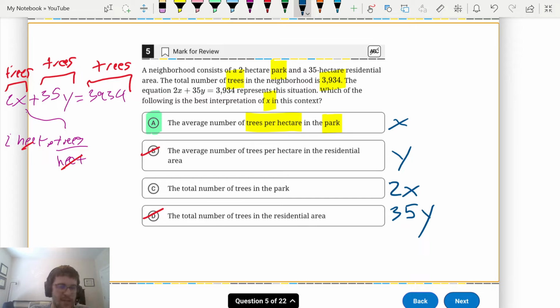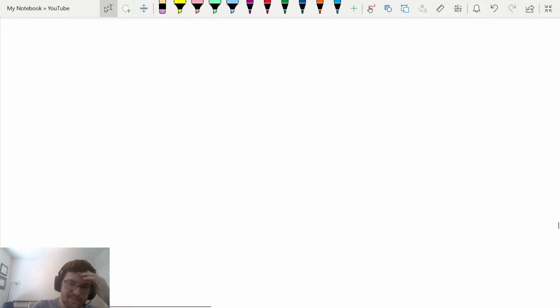So doing this kind of unit analysis off to the side can be really helpful. You definitely want to know how to do these because they ask these questions a lot. All right, let's keep going.